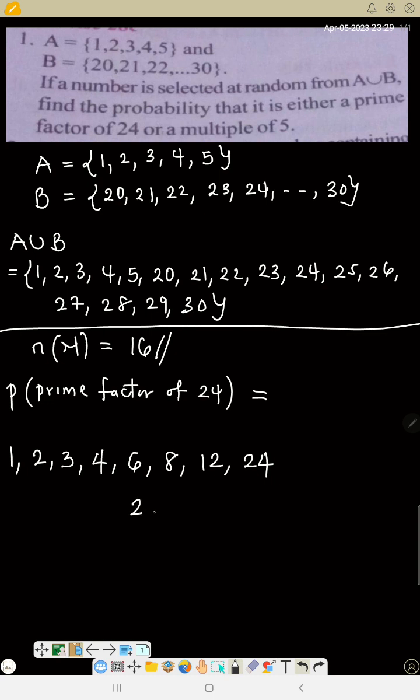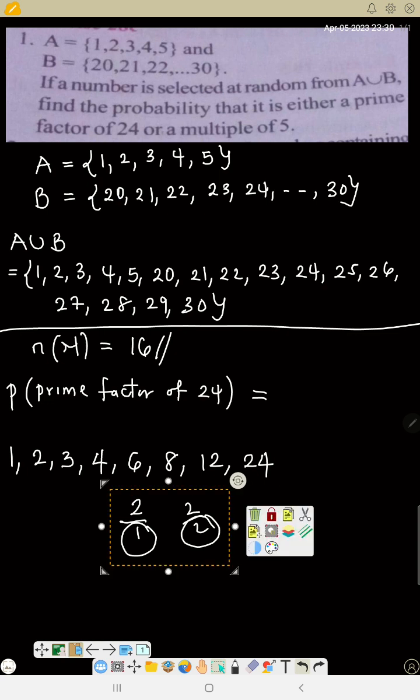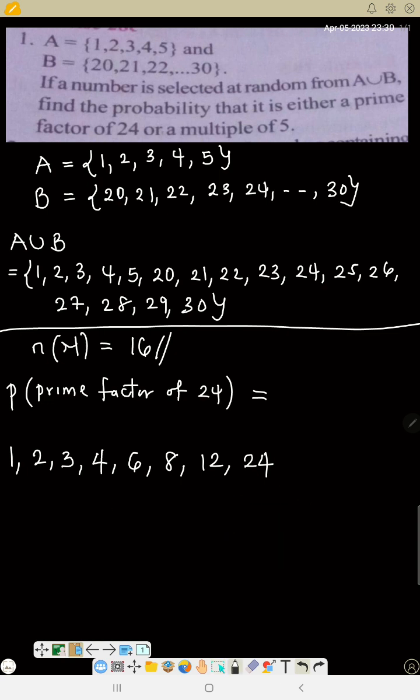So if you have 2, what number can divide 2? 1 and also 2. 1 and itself. So a prime number must have two divisors, 1 and itself. Anyone that has more than two divisors or less is not a prime. So 1 is not a prime. So 2 is a prime.